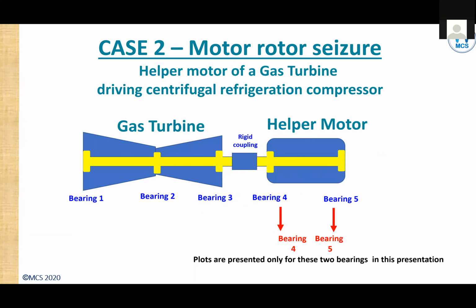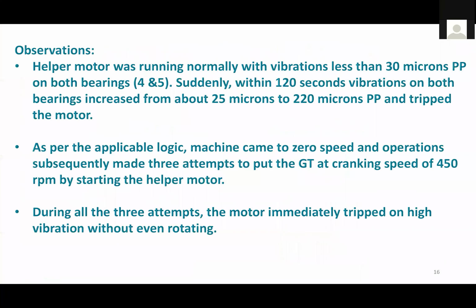So the story is, the helper motor was running normally with vibrations less than 25-30 microns on both bearings, that is bearings 4 and 5. So the machine was normally performing. The gas turbine was running, the helper motor, the compressor was running, everything was fine. At that instant of time, the vibrations were very normal, around 25-30 microns on both these bearings. And suddenly, actually it is not instantaneous, within 120 seconds, vibrations on both bearings, 4 and 5, increased from around 25-30 microns to 220 microns, and then the machine tripped.